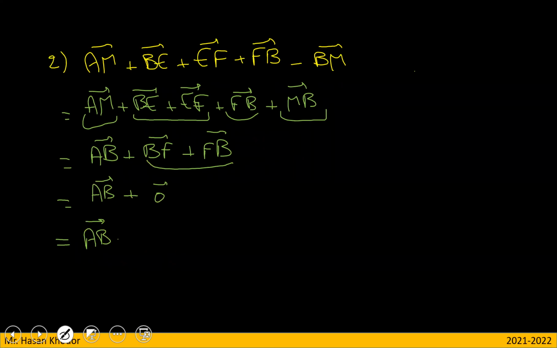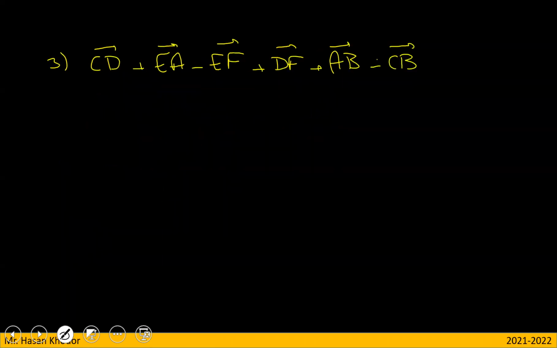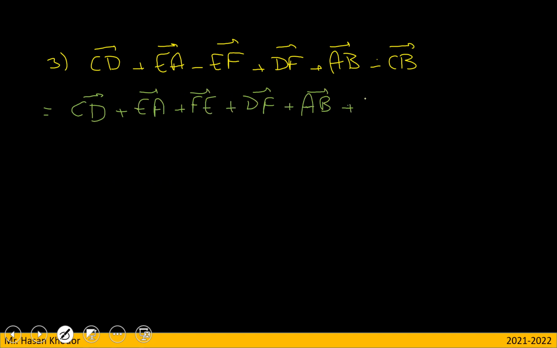Any questions? No. Okay. The third one. Let's try here. What do we have? This is CD plus EA plus FE plus DF plus BA, plus BC. What do we do now?